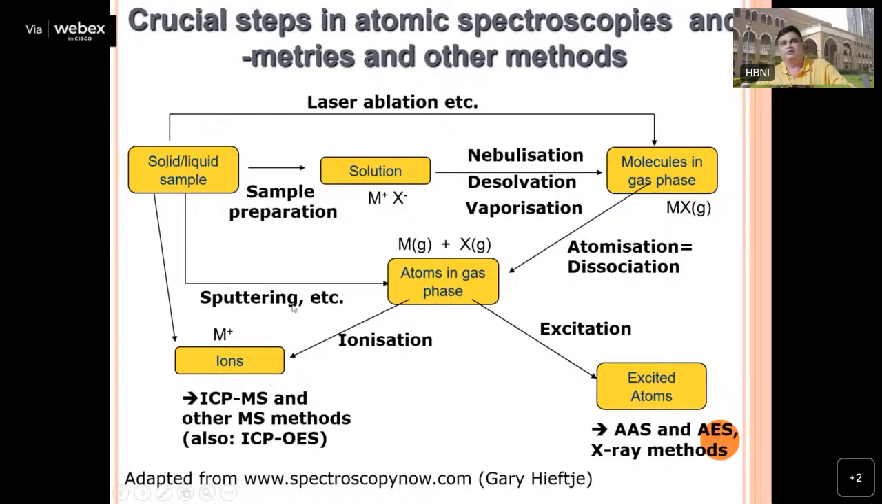Then the second thing is that you can generate the atom in the gas phase itself by sputtering. There are many sputtering techniques by which you can bring the atom into the gas phase from the solid sample, and then again all the process will be the same. So these are the various processes by which you can bring your compound molecules into the gas phase, and from the gas phase into the atomic phase. Then you can proceed with your analysis, depending on whether you are carrying out absorption spectroscopy, emission spectroscopy, or mass spectrometry.